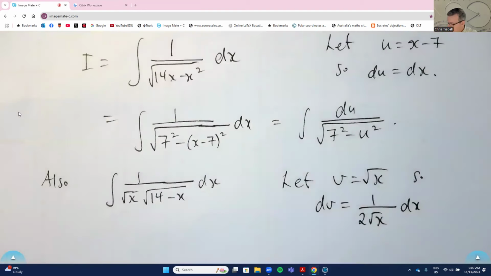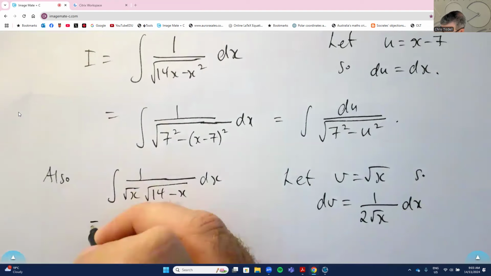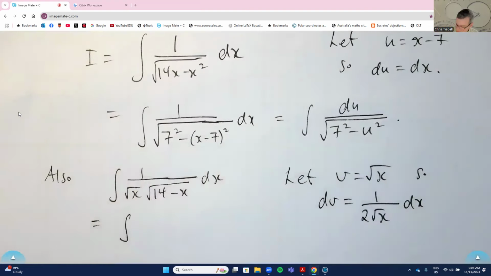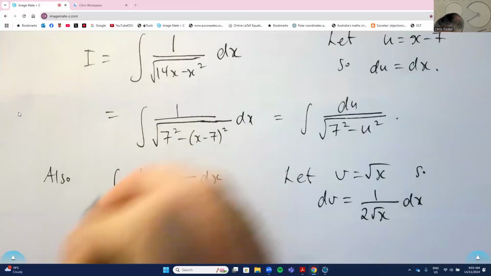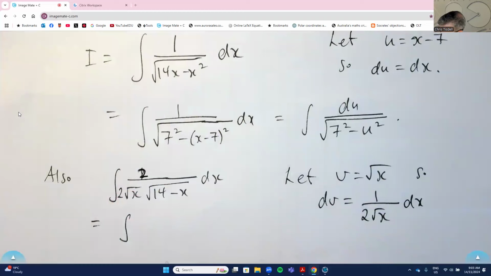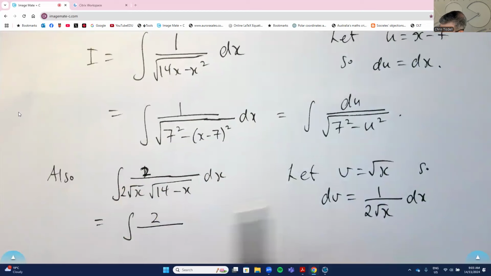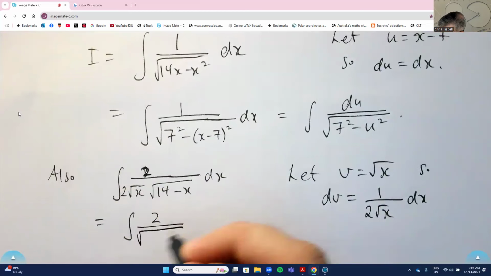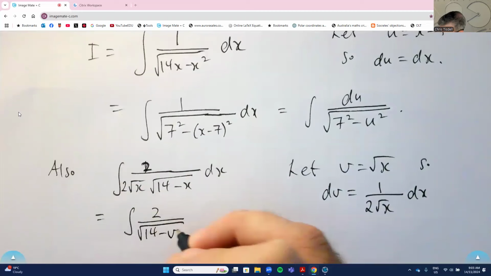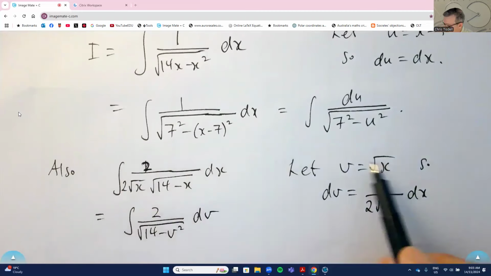So I can take this bit and get dx if I put a factor of 2 in there. It's going to be something like this. So this bit, I can do a 2 and a 2 there, right? That gives me that. So I'm going to get 2 over 14 minus x, that's going to be 14 minus v squared, because if v equals root x, x is going to be v squared.